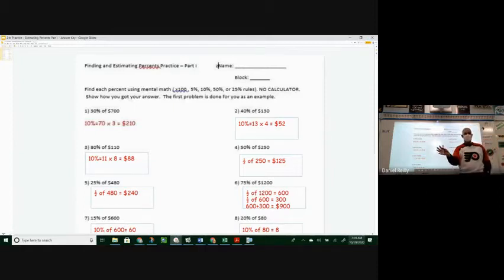Today, you can start using a calculator, all right? So I know you'll be happy about that. So 10% rule times 4, 10% rule times 8. 50% of a number is half, right? Divide the number by 2.